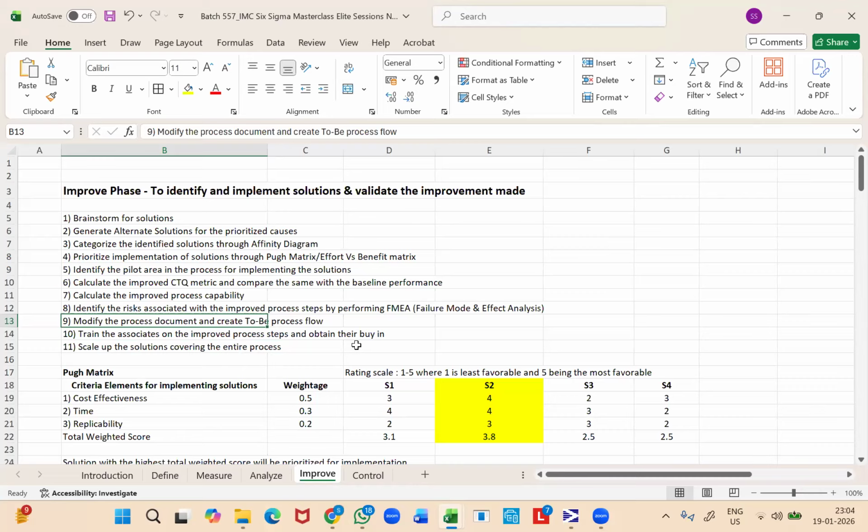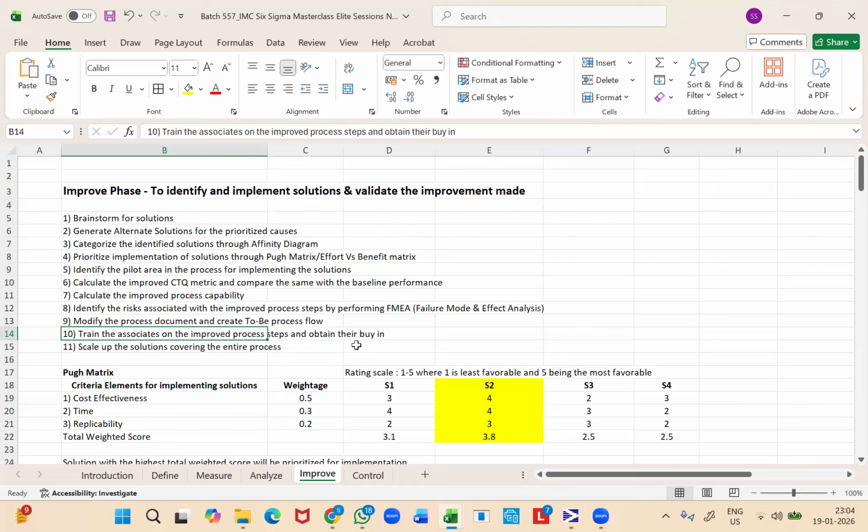And once that is done, the most important thing is we need to train the associates or the employees who are connected with that process on the improved process steps. And we also need to get their buy-in. Very, very, very important. So if the associates or the employees connected with that process are going to execute the process as per the old methodology, then whatever improvement we are able to show will not be sustained over a period of time.